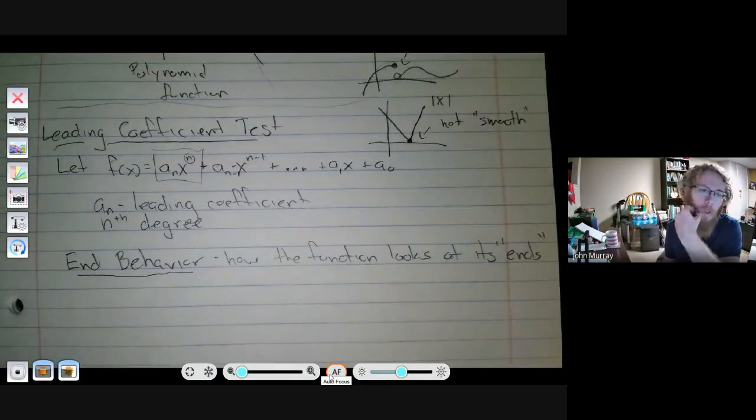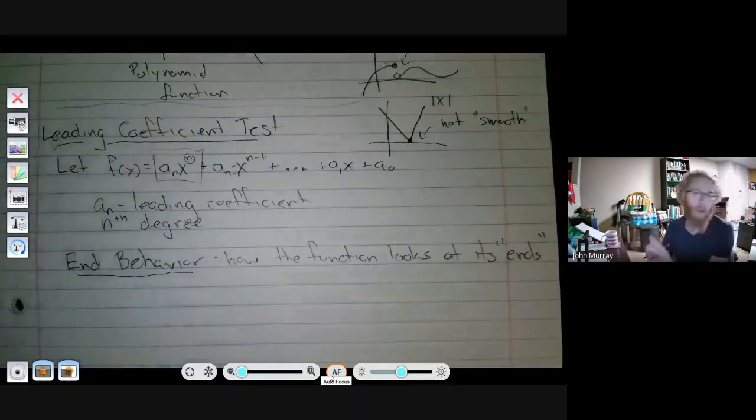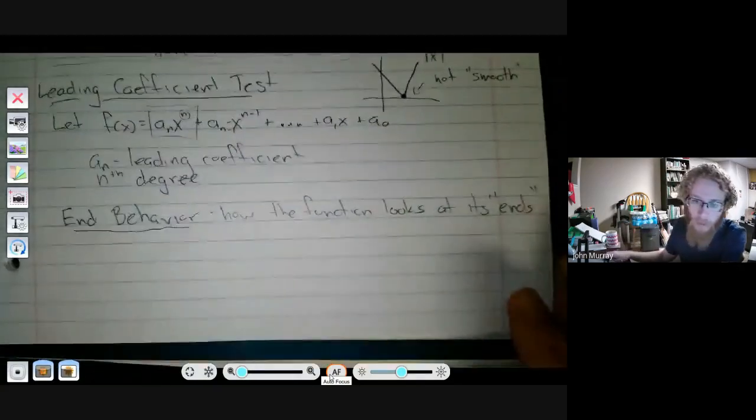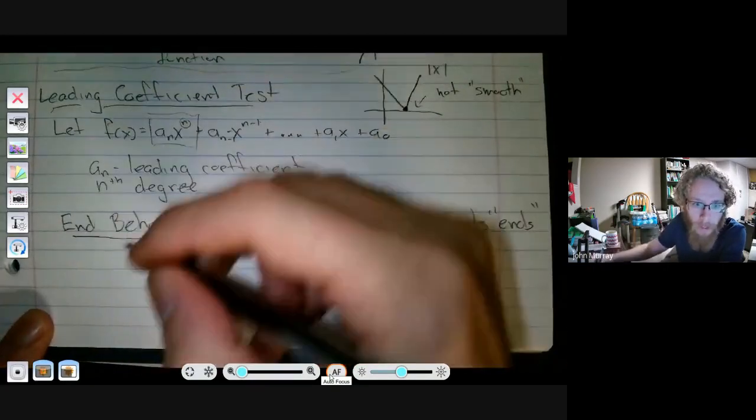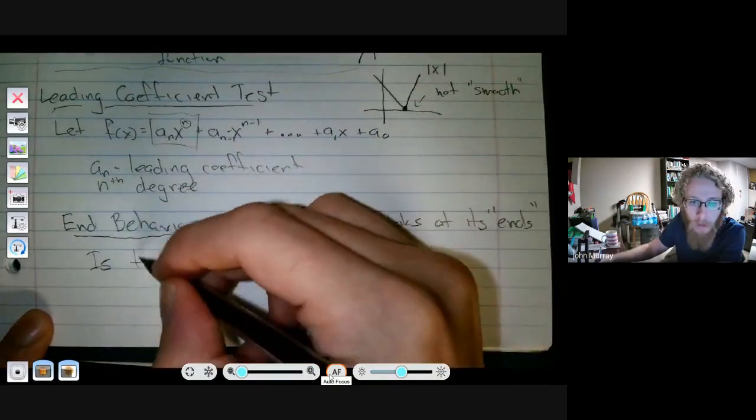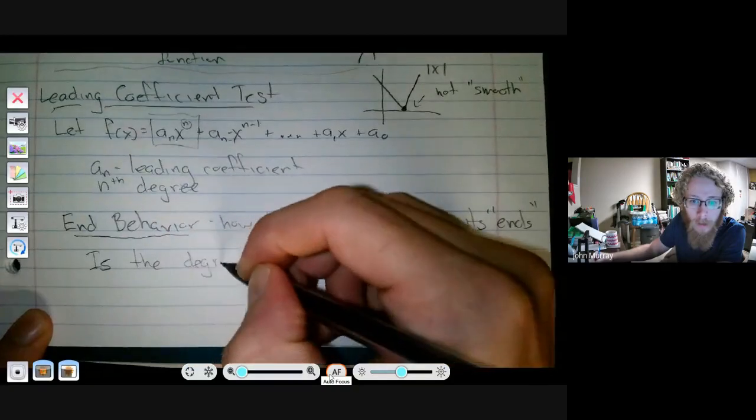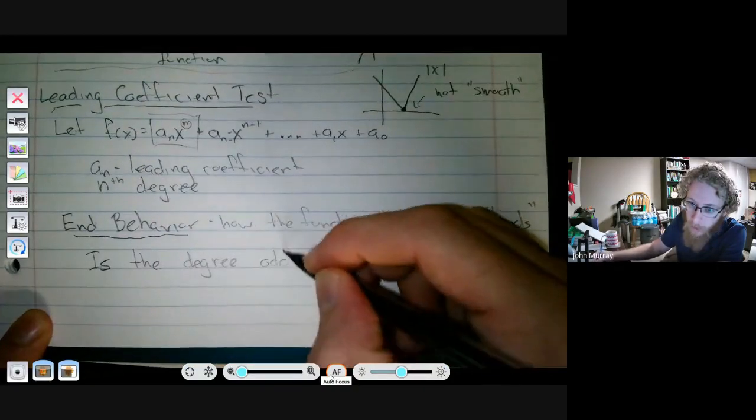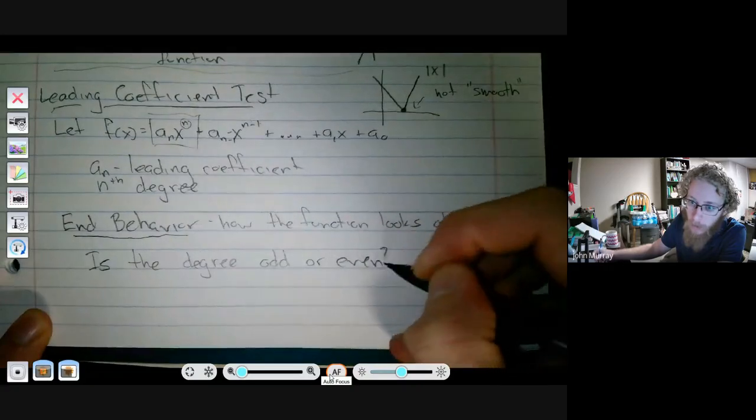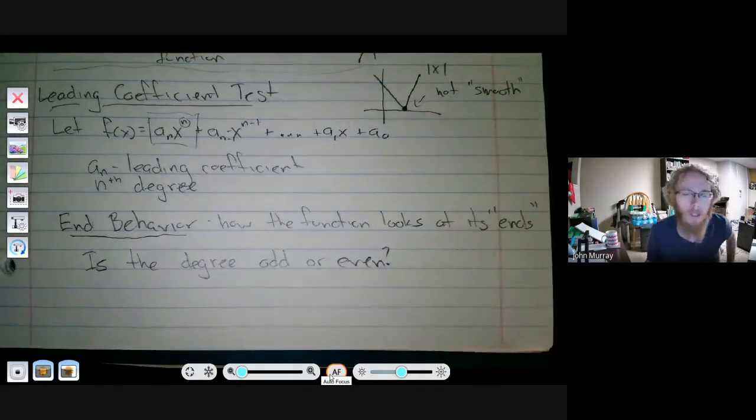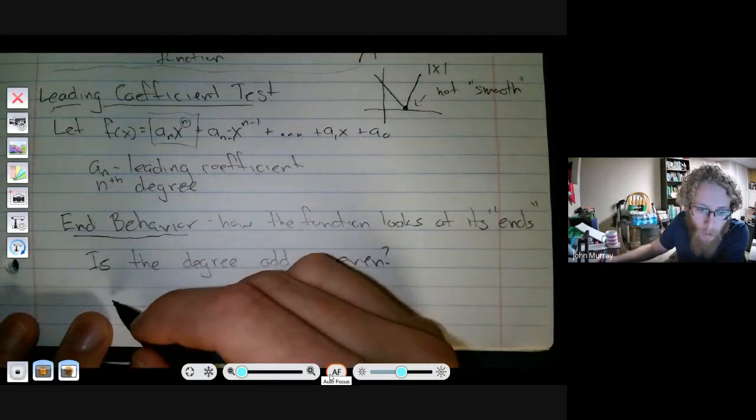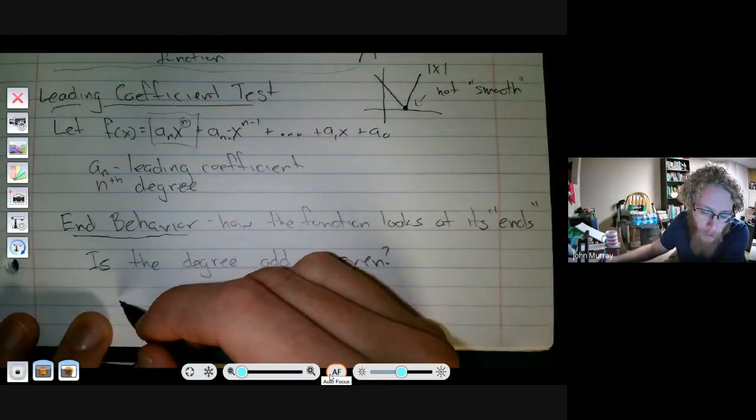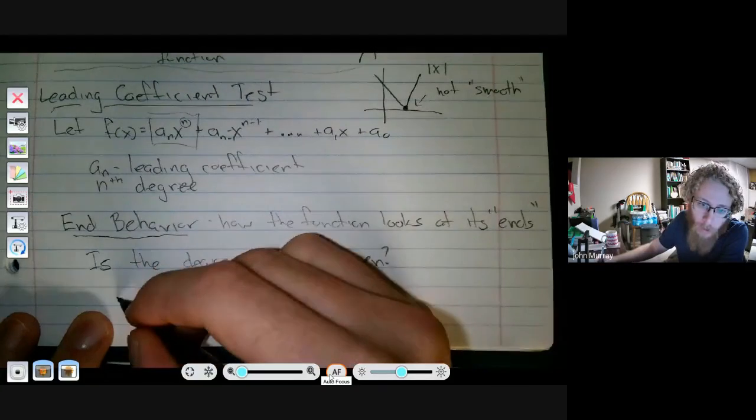Okay, and that's how the function will look at its ends. So we kind of have two groups of classifications here. So the first thing that we're going to look at is, okay, is my highest degree, is my highest exponent odd or even? So you may already notice this with x squared and x to the third, okay?